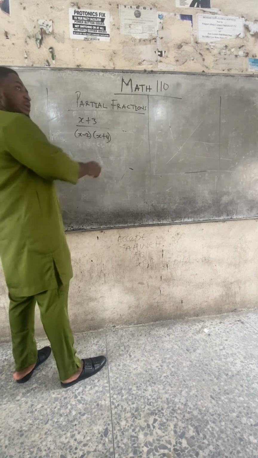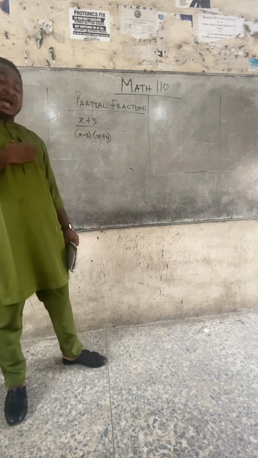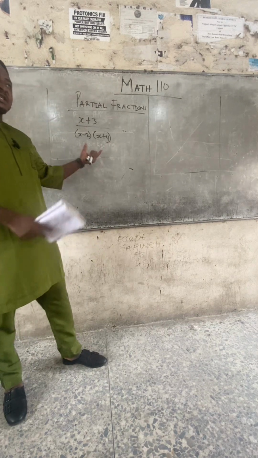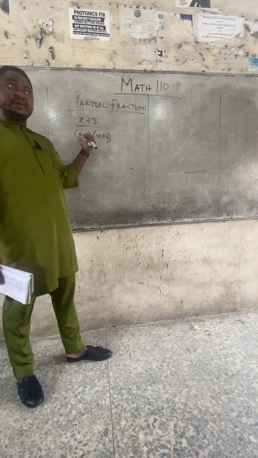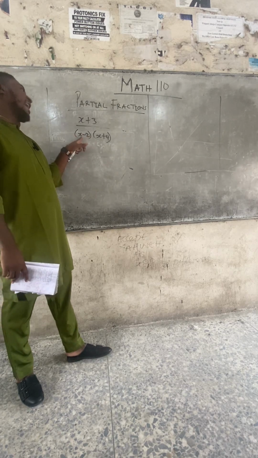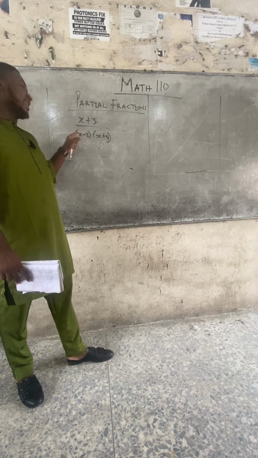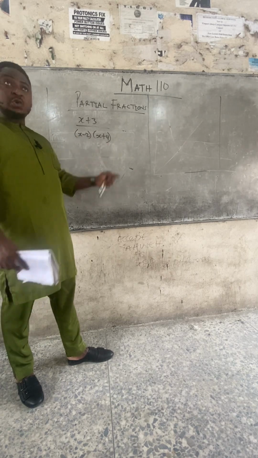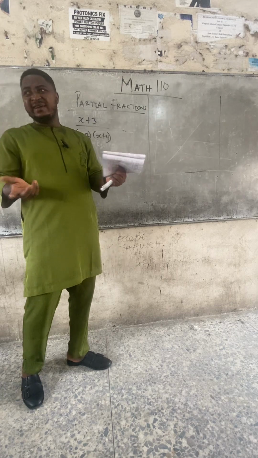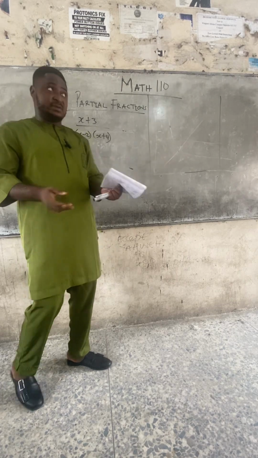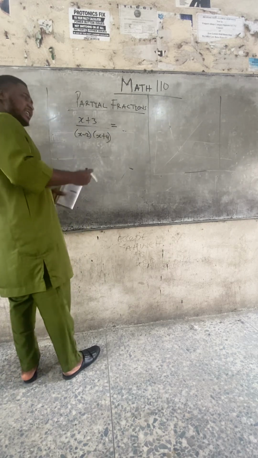Class, I told you, what kind of partial fraction is this? Last week I taught you that we have different classifications of partial fraction. What kind of partial fraction is this? Linear factors, right? This is partial fraction with linear factors, because the highest power of x in each denominator is 1. Class, this x minus 2, the power of x here is 1. The power of x here is also what? So this is the simplest form of partial fraction you could be given. It's called partial fraction with linear factors.